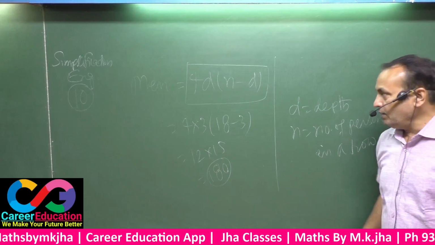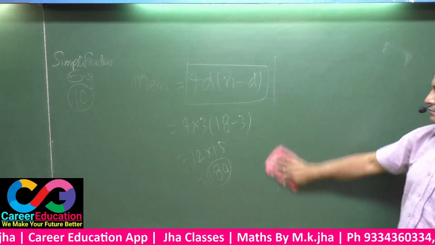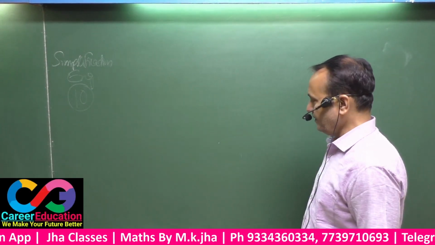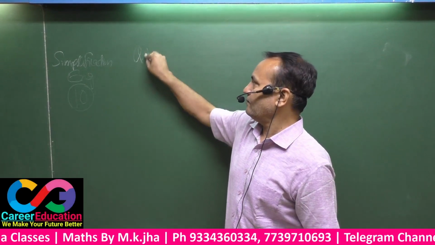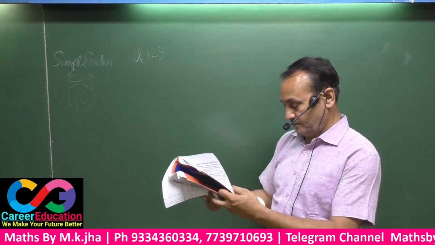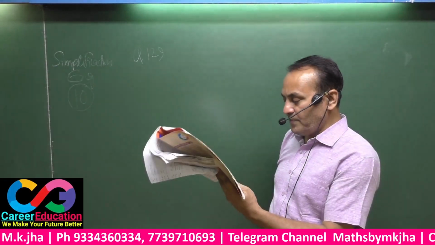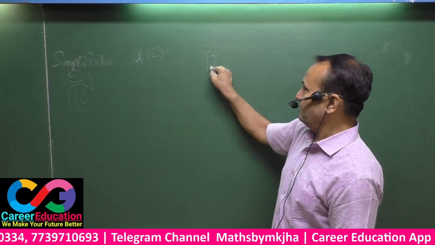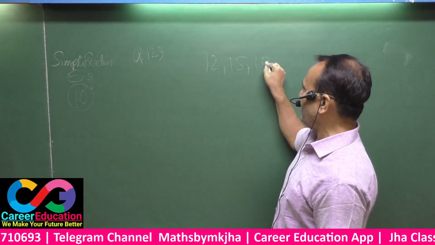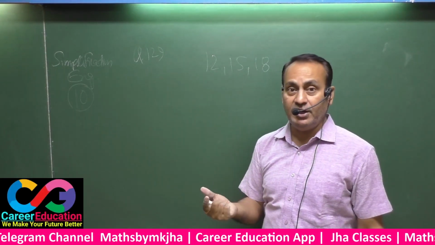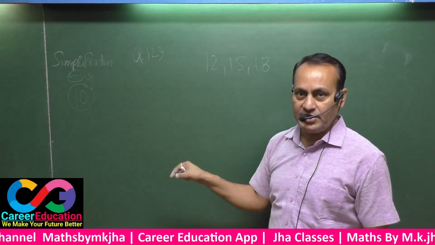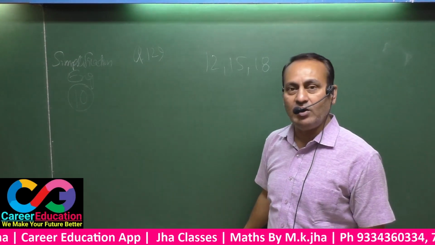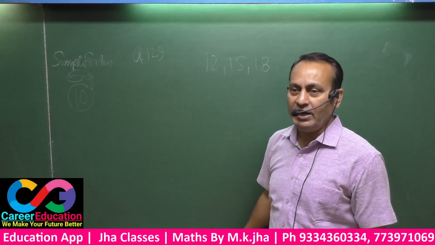Now, the next question, 129. Group of some men is arranged in a hollow square of depth either 12 or 15 or 18. That means three conditions are to be maintained here. You have to arrange some people in a hollow square shape, but the depth may be either 12 or 15 or 18, whatever be the need.